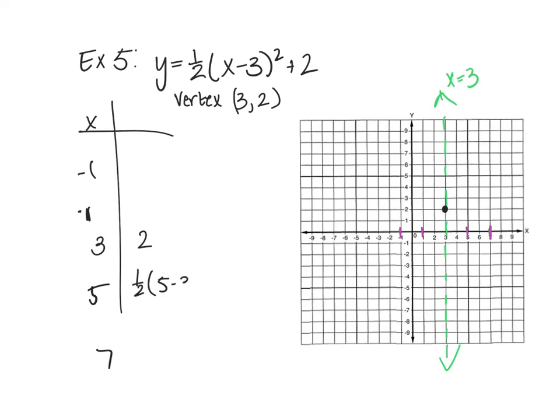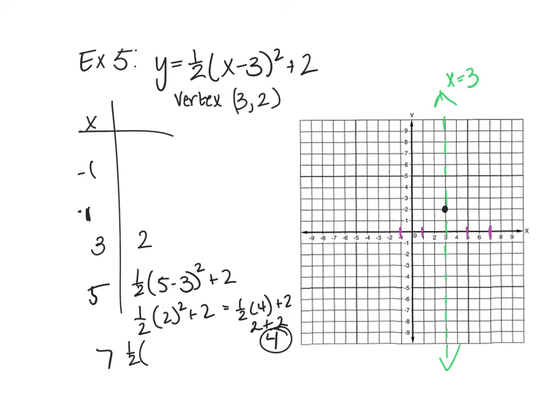1/2 times 5 minus 3 squared plus 2 is 1/2 times 2 squared, which is 1/2 times 4 plus 2. 1/2 of 4 is 2, and 2 plus 2 is 4. So the point is 5, 4. And then 1/2 of 7 minus 3 squared plus 2. 1/2 of 4 squared plus 2. 4 squared is 16. We have to square first, which is 8 plus 2, and that's 10.